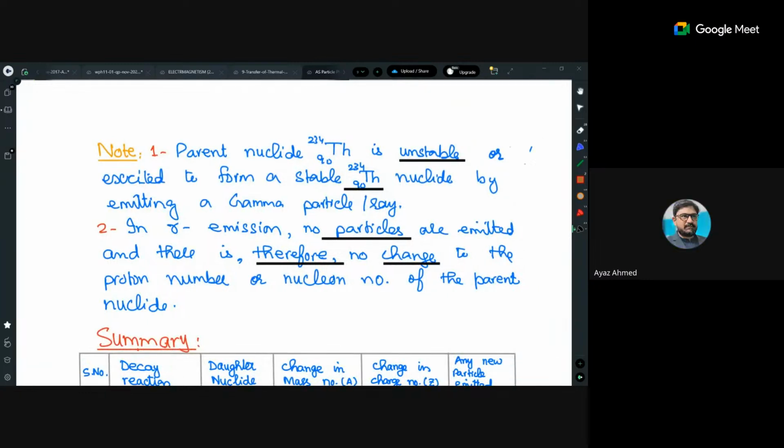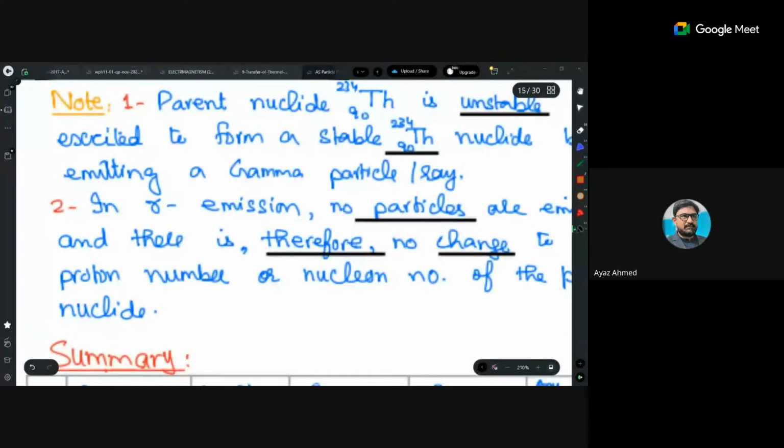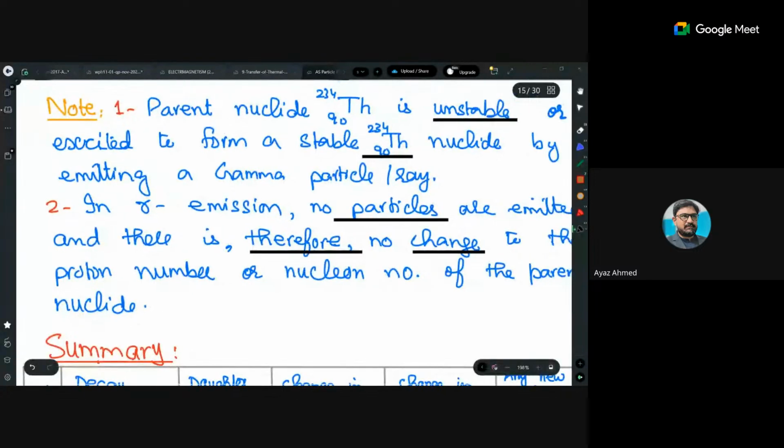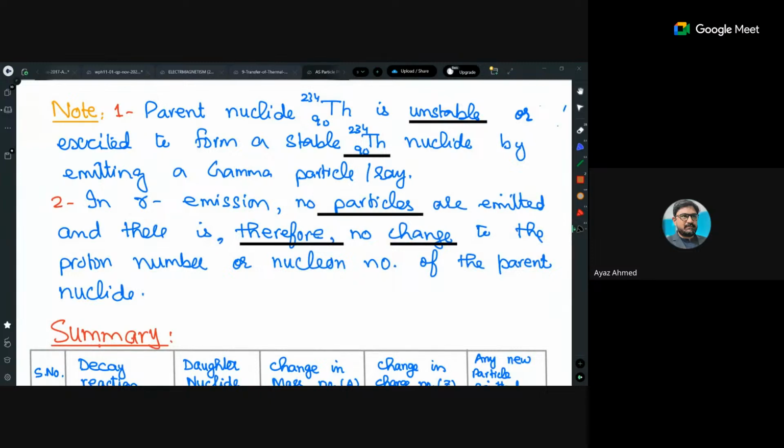This is basically a note about this, and then a summary: the parent nucleus is unstable and excited, and forms a stable nucleus by emitting a gamma ray. In gamma emission no particles are emitted, there is only a change in energy level or energy state, but the mass number and neutron number remain unchanged.